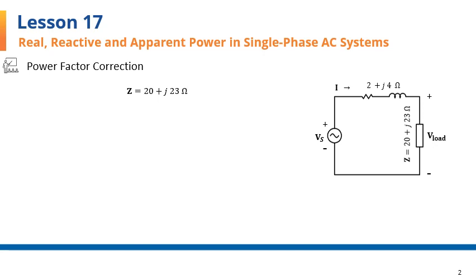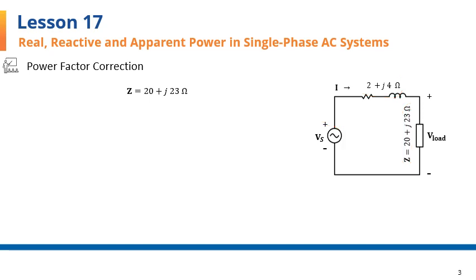An inductive load is a type of load that consumes reactive power and has a lagging power factor. As an example, the diagram on this slide shows an inductive load, shown here, that is connected to a voltage source through a line that itself is an inductive line based on its impedance.